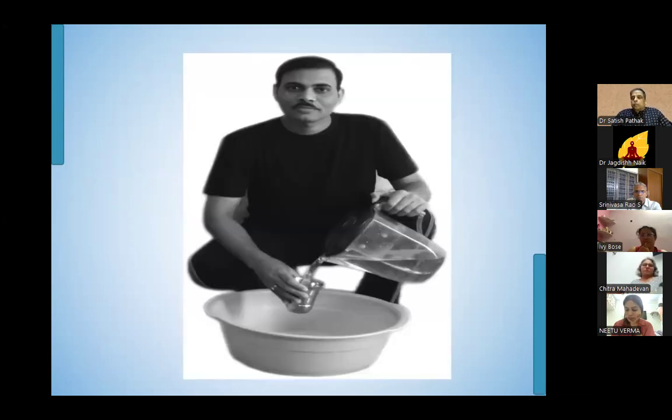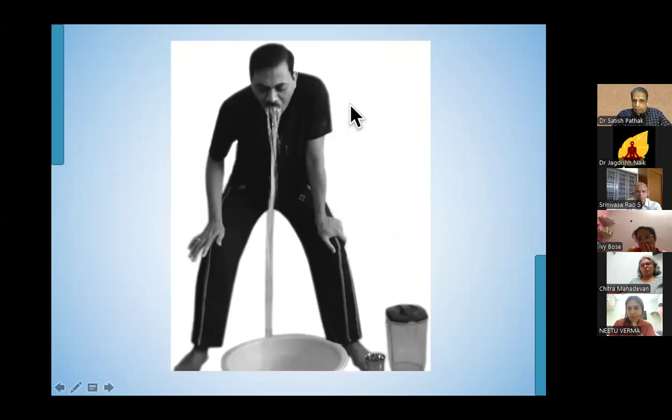Now Jala Dhauti, you know the methodology, you have to take lukewarm water, about 5 to 6 glasses you should drink, sitting comfortably like this, and then you have to stand up, put both your arms over the knees and bend a little bit forward and take your tummy inside and tickle the posterior pharynx. So you try to have the vomiting reflex, and then whatever water comes out, let it come out. You should not force it.